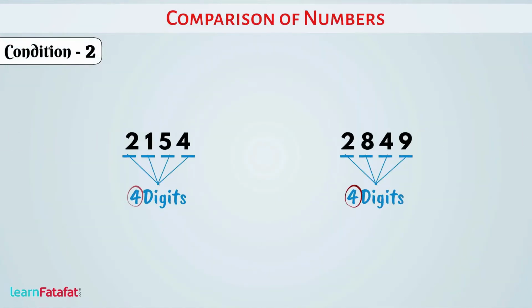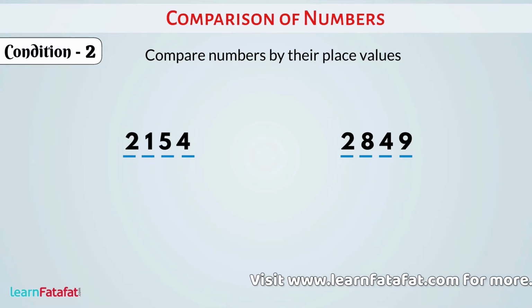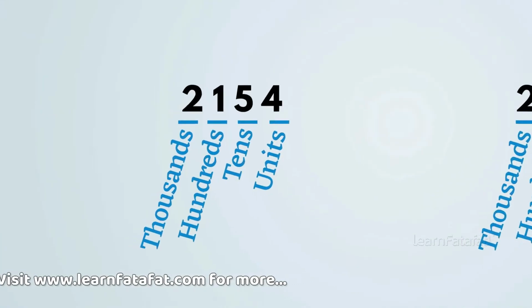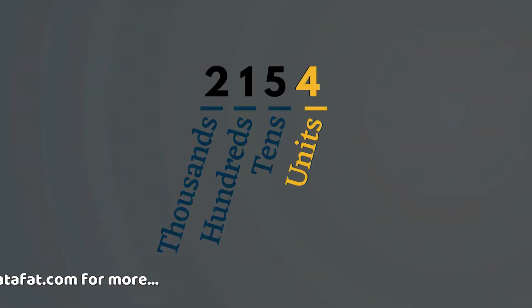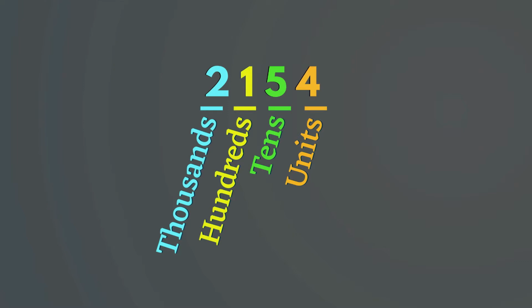If number of digits are same, then we compare numbers by their place values, starting with leftmost place. In any number, each digit represents a place value. Place values are values present at units, tens, hundreds, thousands, and other places in numbers.